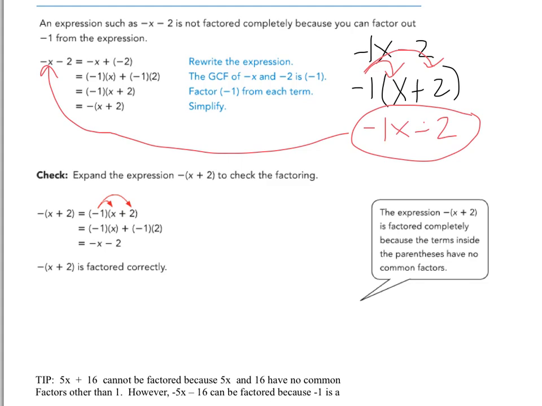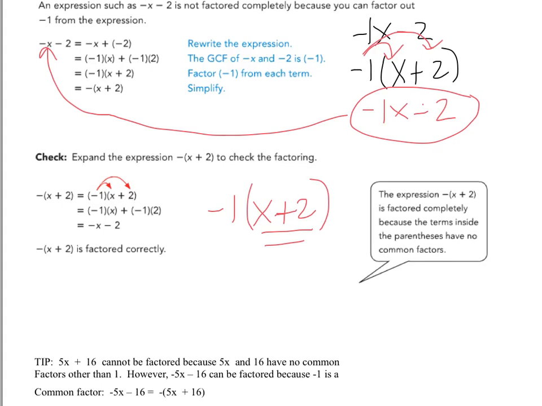Okay, so now it says, we already did that one. So the expression negative parentheses x plus 2 is factored completely because the terms inside the parentheses have no common factors. So that's what we go back and check. Okay, so we go back to the original problem, negative 1 times the quantity x plus 2 once we factor, and we should have no like terms in there that we can combine or we can take anything out of. X and 2 have no factors that they have in common.